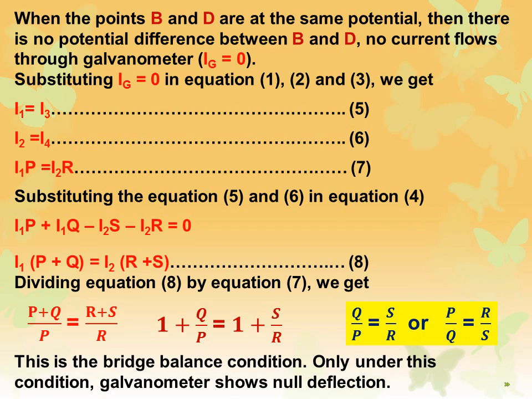This is the bridge balance condition. Under this condition, the galvanometer shows null deflection.